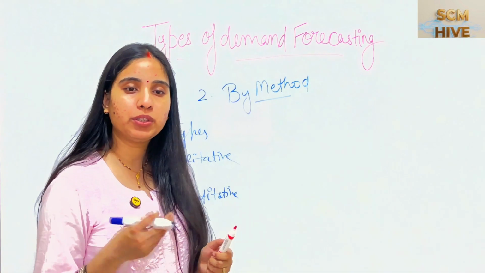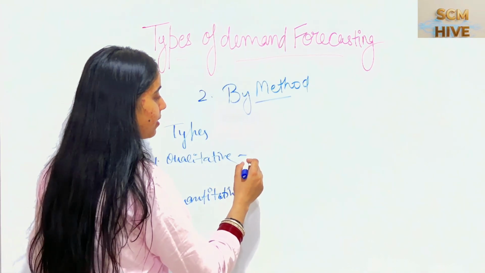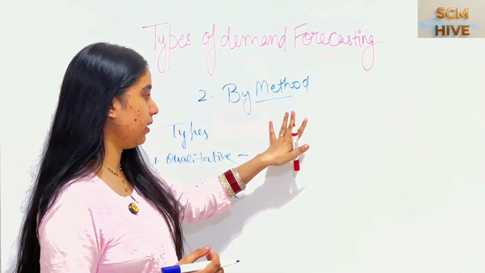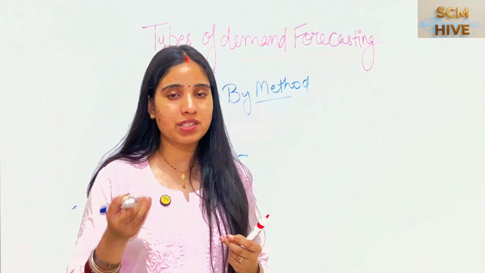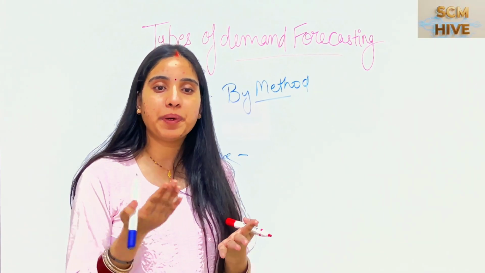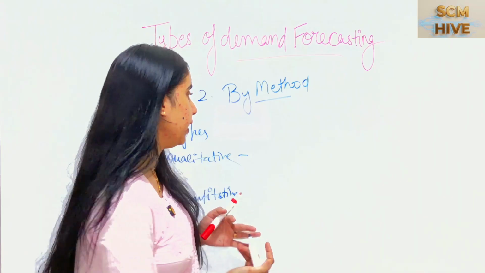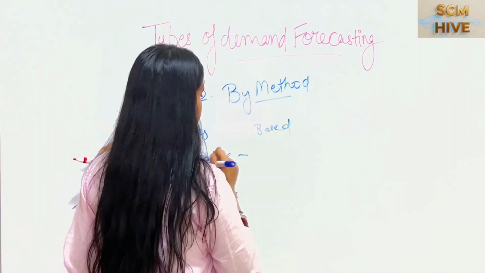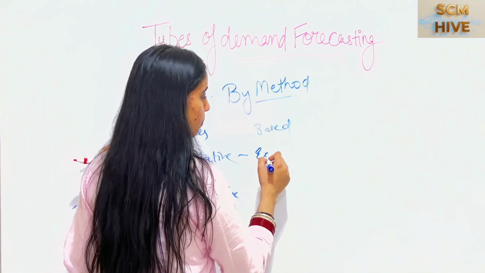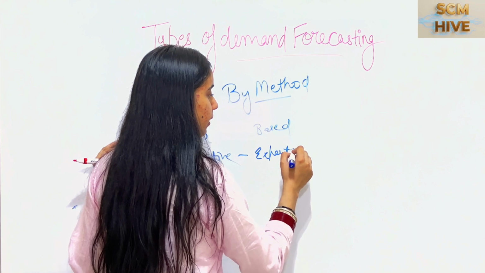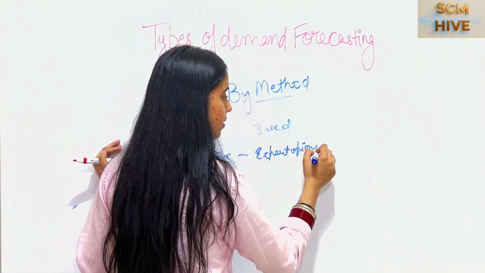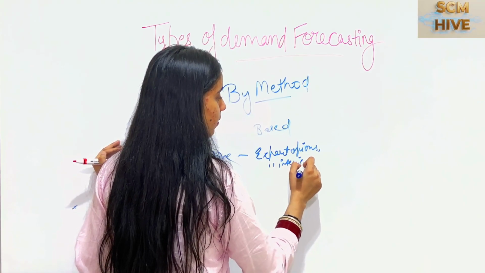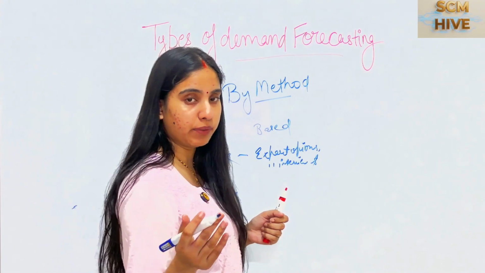If I talk about qualitative, on what basis is it done? How will you do forecasting using the qualitative type? It's very easy. We take expert opinions and surveys. So qualitative is based upon experts' opinions, expert interviews, and surveys.